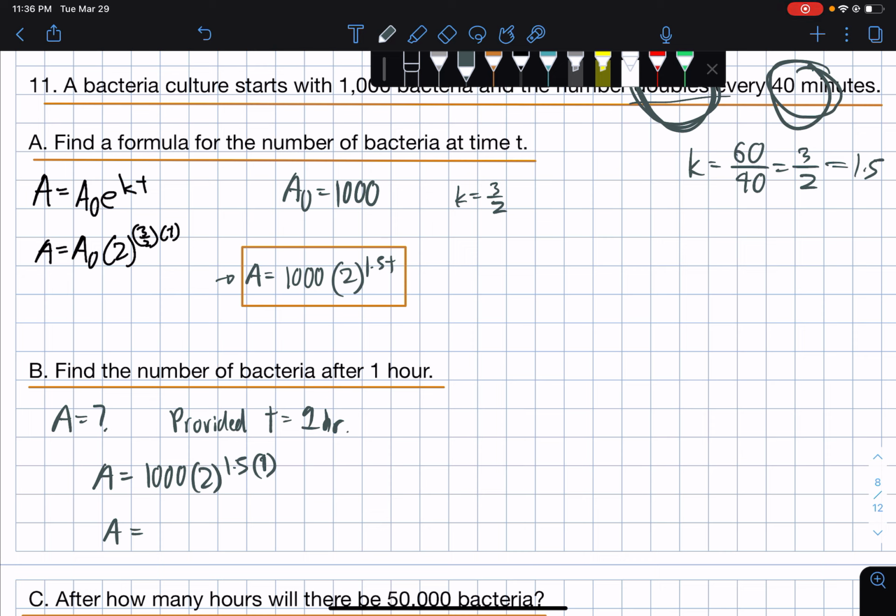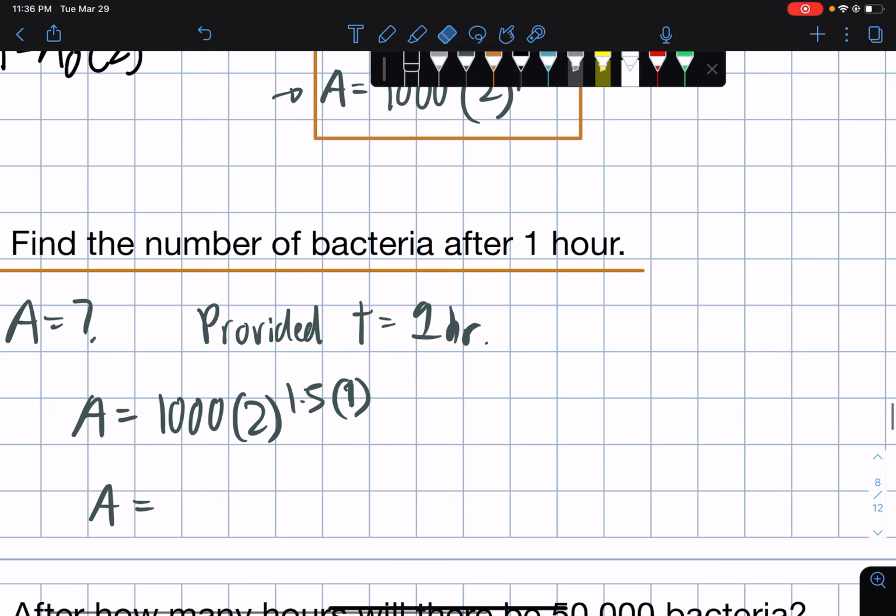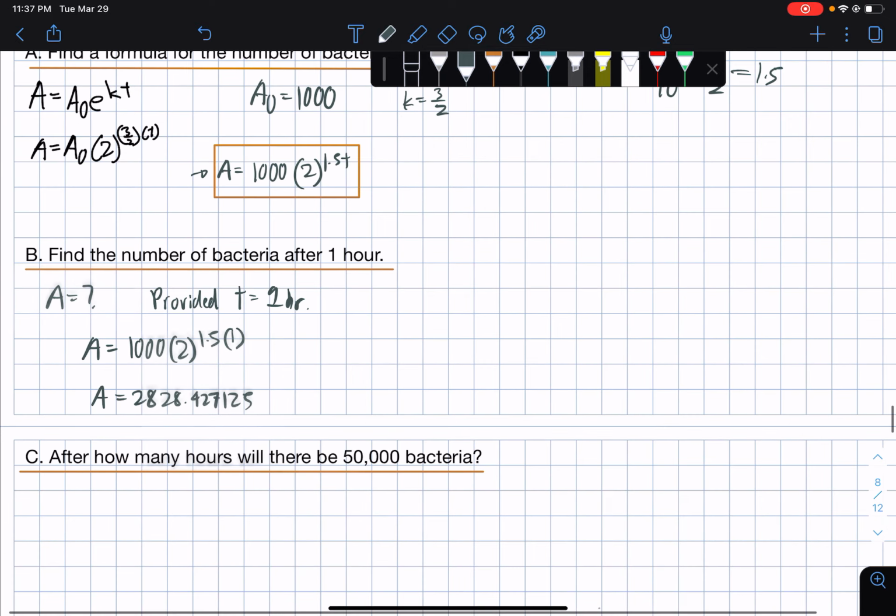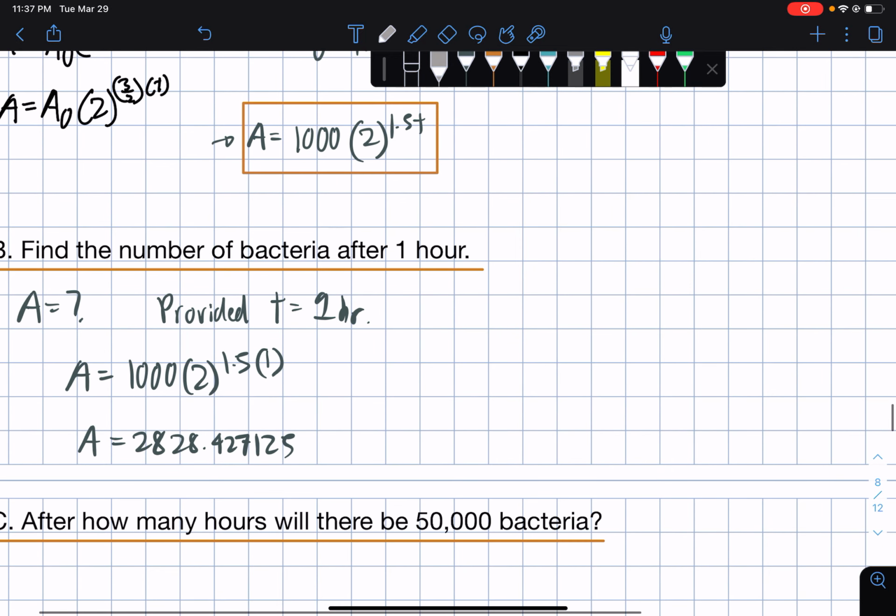Oops, sorry. I did something that's not allowed. I did not follow the PEMDAS rule in the calculator. Therefore, I got the wrong answer. So just literally write that expression in the side calculator, and you get 2828.427125. Because what we're trying to find is the number of bacteria.